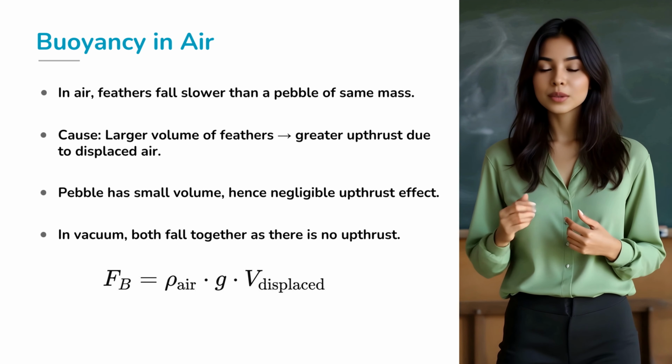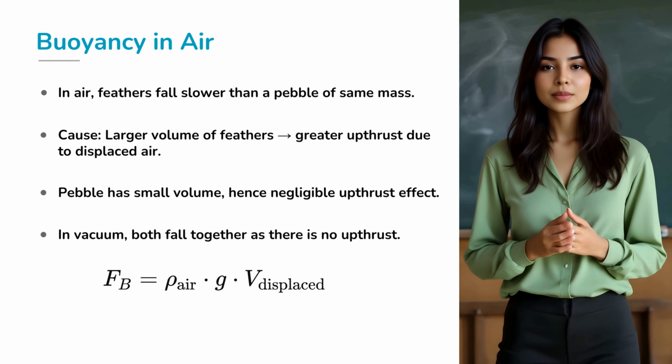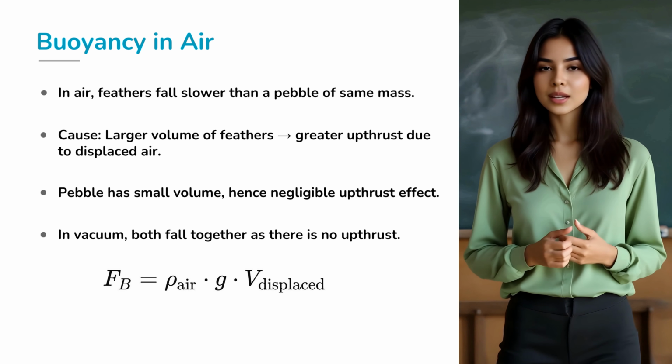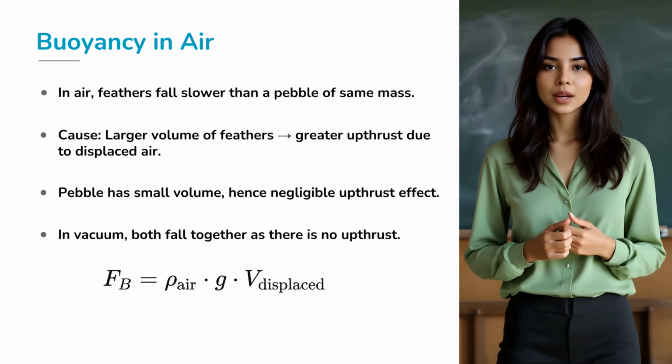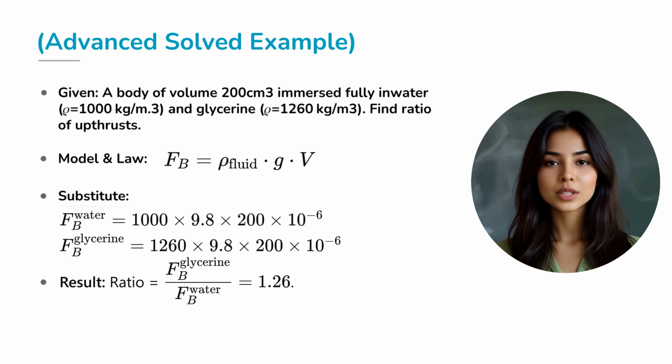But in a vacuum, there's no fluid at all, so there's no upthrust. That's why in a vacuum, both the pebble and feathers fall together at the same rate. Amazing, isn't it? Let's solve a quick numerical to make this crystal clear.